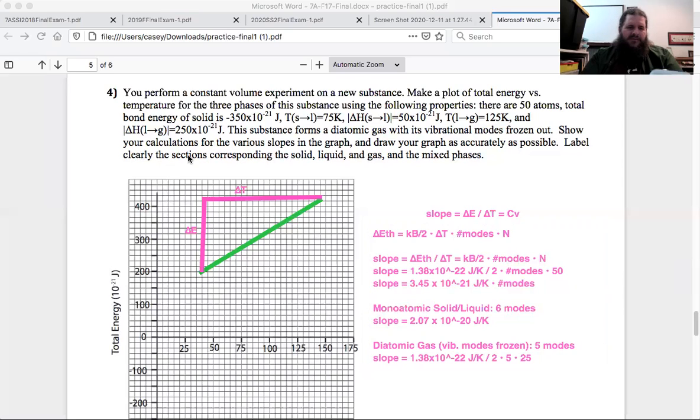So let's see what that's going to be. We've got 1.38 times 10 to the negative 22 divided by 2 times 5 times 25. So we're getting a slope of, yeah, that should work.